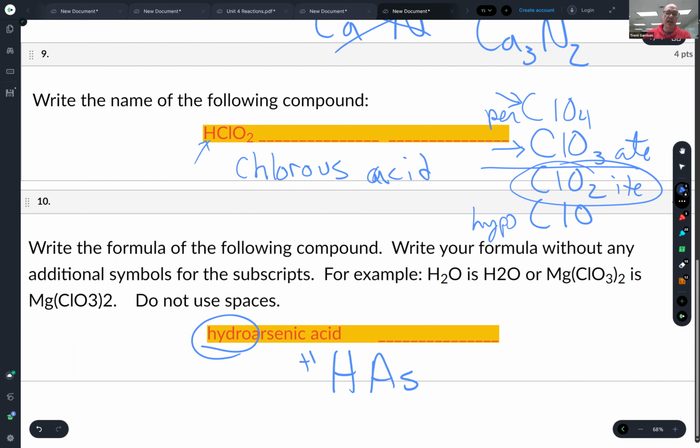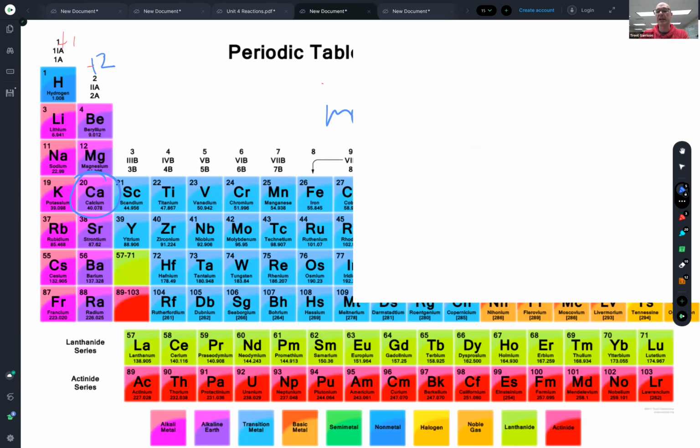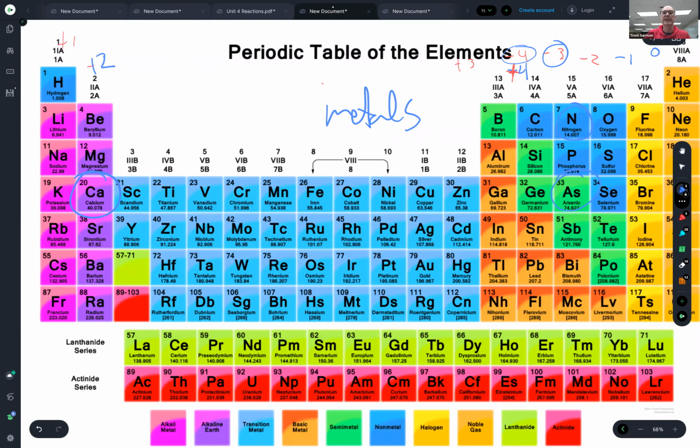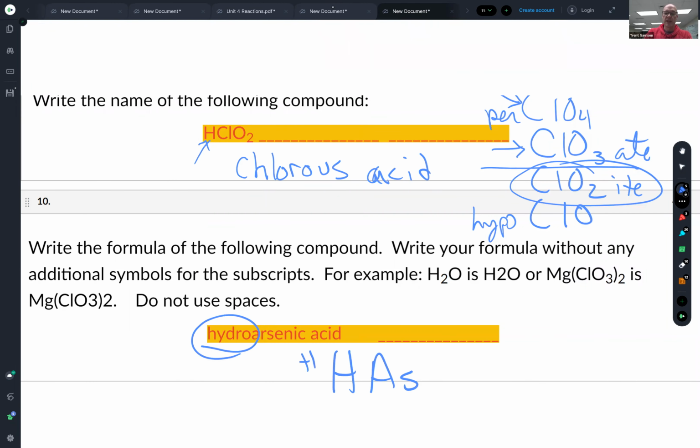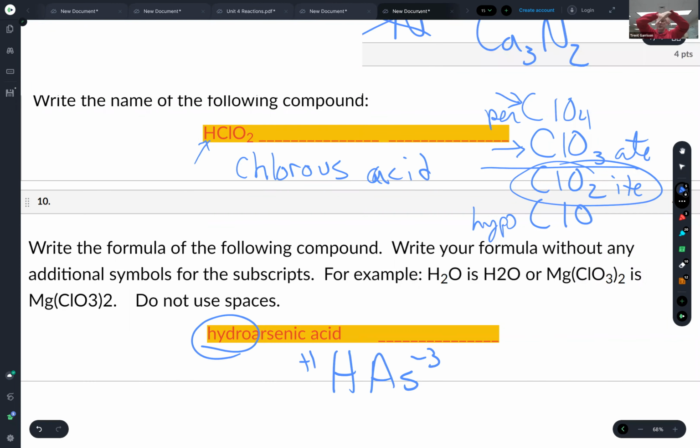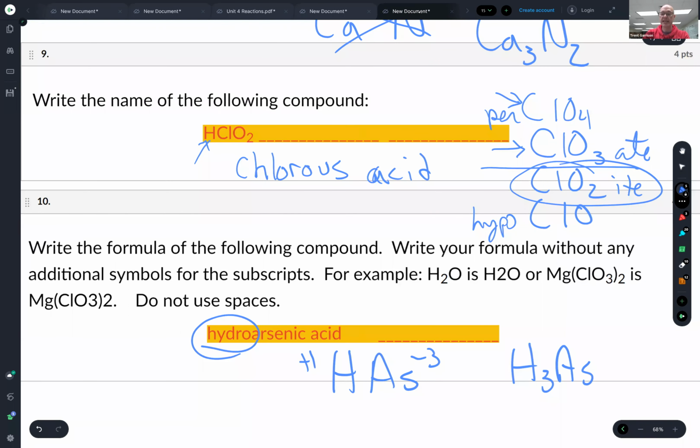My charge on hydrogen is +1. I'm going to go and look up my charge for arsenic off of the periodic table. Arsenic has a charge of -3. So now I'm going to take that. I'm going to put those charges in the air. I'm going to crisscross them down like I just don't care. I'm going to end up with H3As.